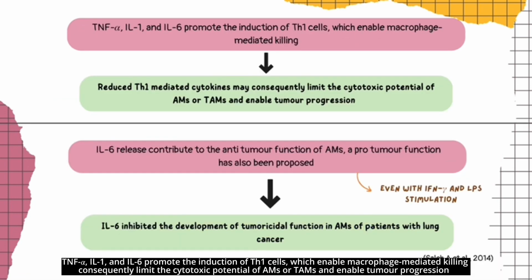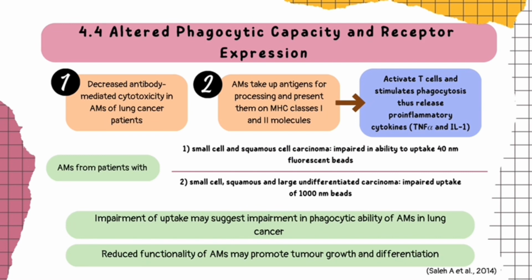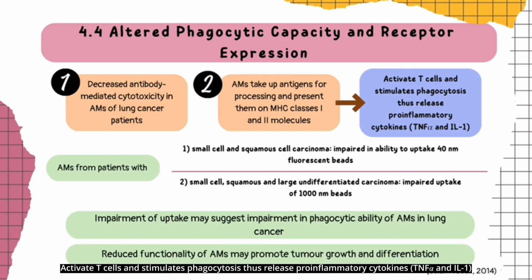TNF-alpha, IL-1 and IL-6 promote the induction of Th1 cells, which consequently will limit the cytotoxic potential of alveolar macrophages and TAMs. IL-6 release may contribute to the anti-tumor function of alveolar macrophages. A pro-tumor function has also been proposed. IL-6 will inhibit the development of tumoricidal function in alveolar macrophages of lung cancer patients. Altered phagocytic capacity and receptor expression will activate T cells and stimulate phagocytosis, thus releasing the pro-inflammatory cytokines TNF-alpha and IL-1.